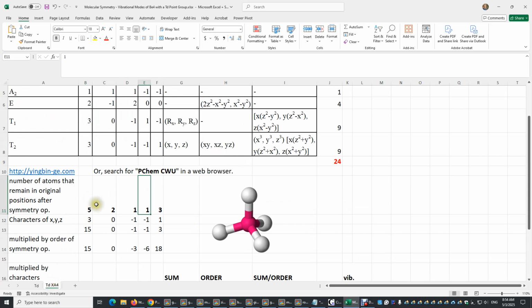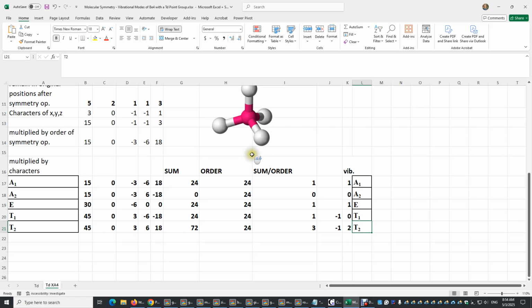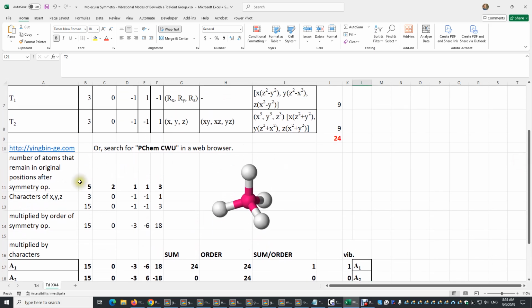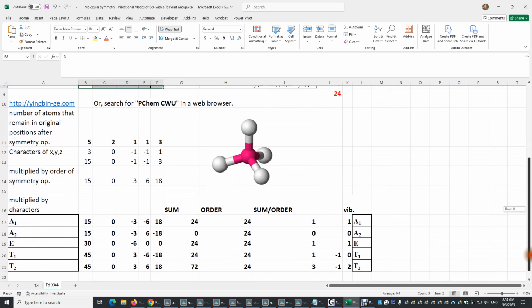4, 1, 0, 0, 2. 5, 2, 1, 1, 3, so that you can see the difference here, and you just follow the same procedures, and in the end you will get the symmetry for the vibration modes. You will have one additional T2. The reason you have one additional T2 is because after you add the central atom, you get one additional row included in the sum here. And that's why you have one additional T2 symmetry for the vibrational modes.